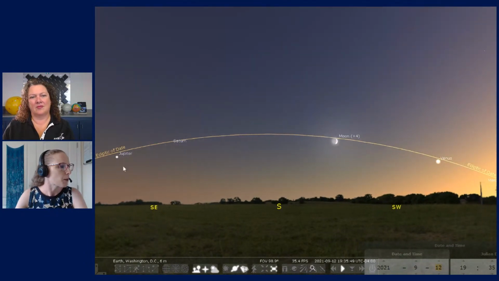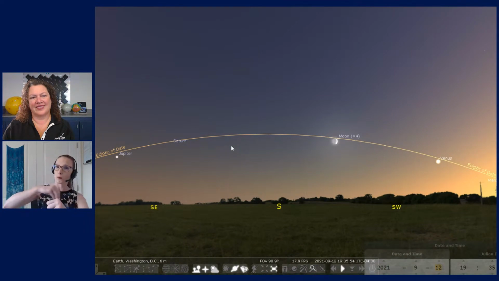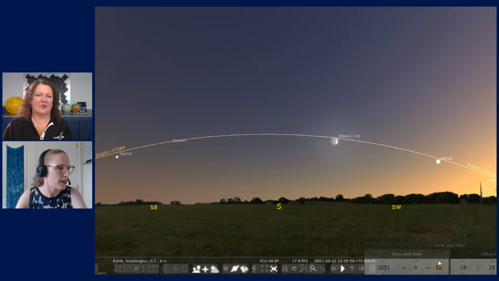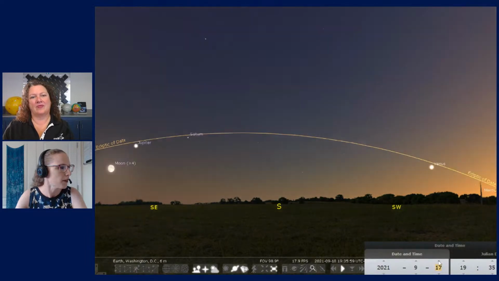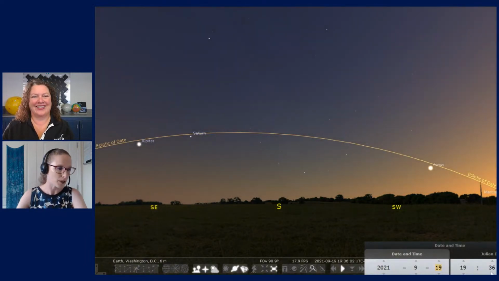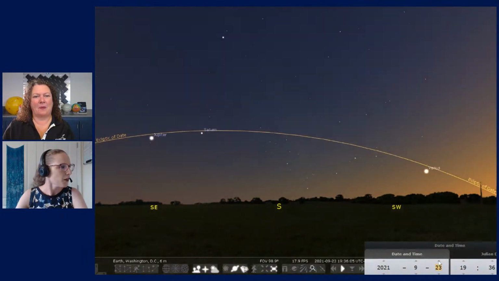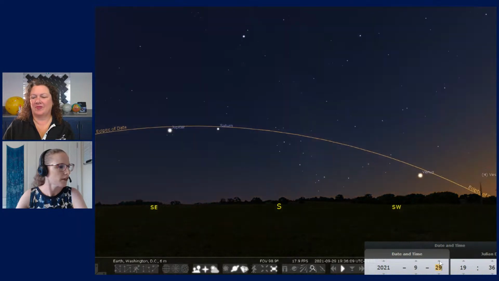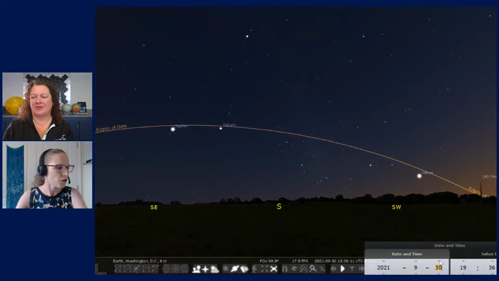The planets change where they are in our sky because they are moving around in their orbits. So if I skip ahead a day or so at a time, it's still the same time, so it's about 7:30 at night, a little after sunset. But as I go, you'll notice the planets are kind of scooting along here. The Venus is kind of shifting.